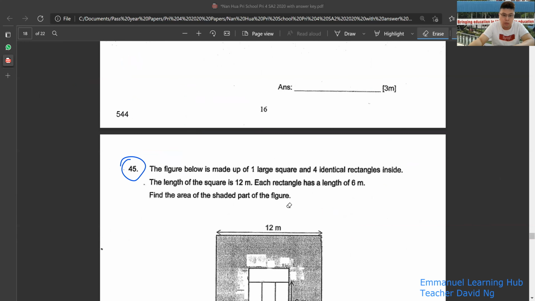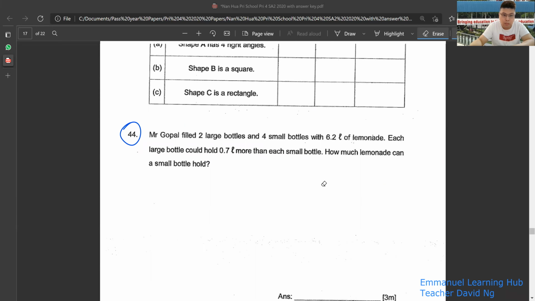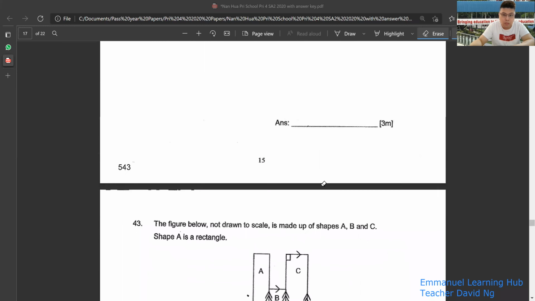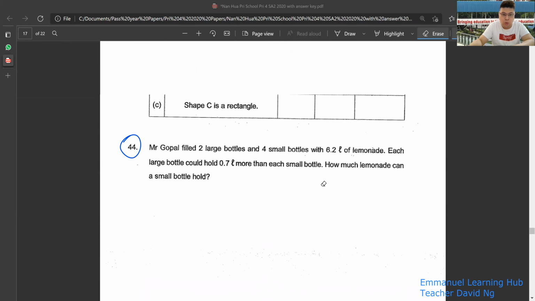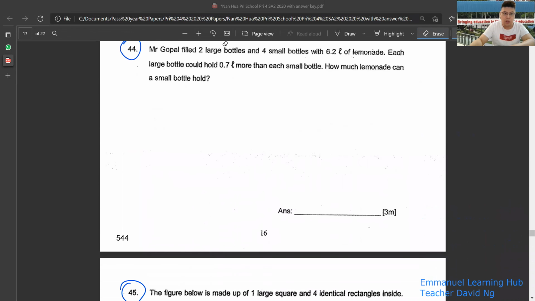Last question. 44. You know, still got 45. Still got 46. Well, still got so many questions. Okay, let's do 44.